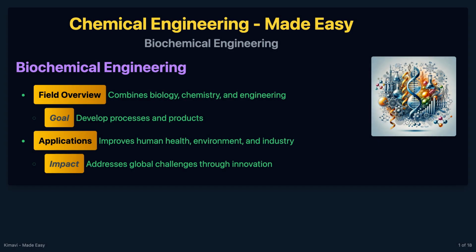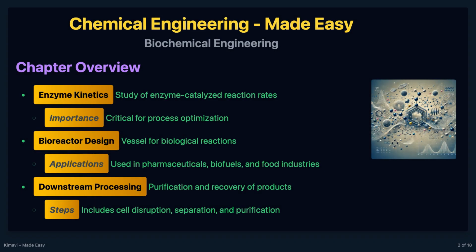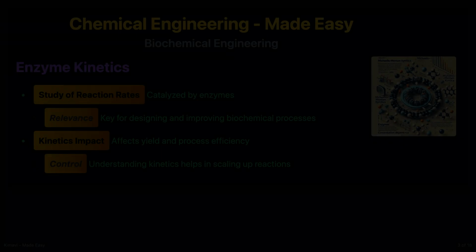Welcome to the chapter on biochemical engineering. This field combines principles from biology, chemistry, and engineering to develop processes and products that can improve human health, the environment, and industry. In this chapter, we will cover enzyme kinetics, bioreactor design, and downstream processing.